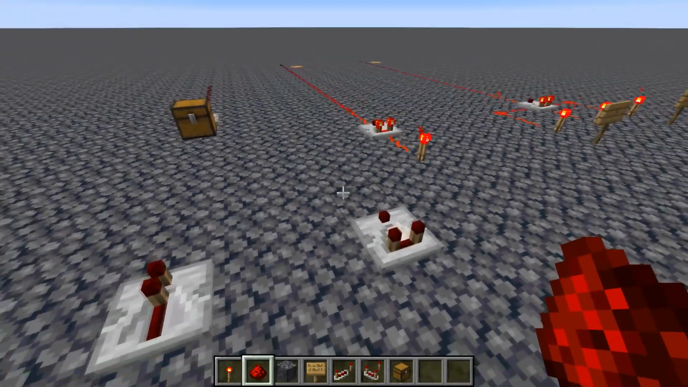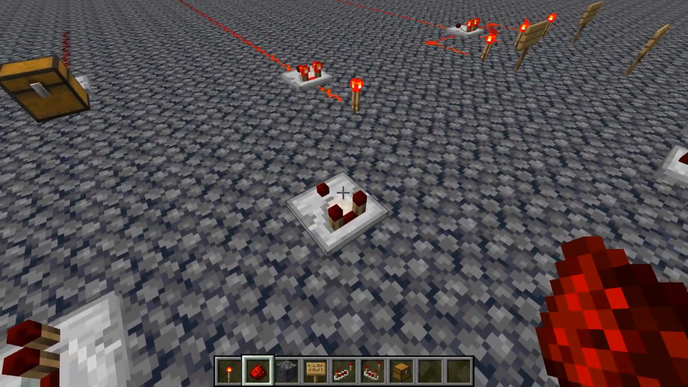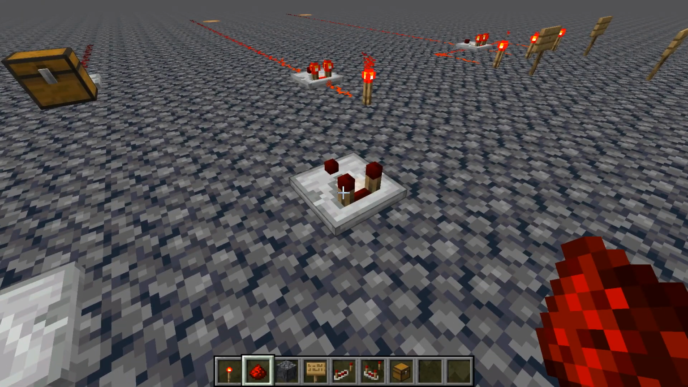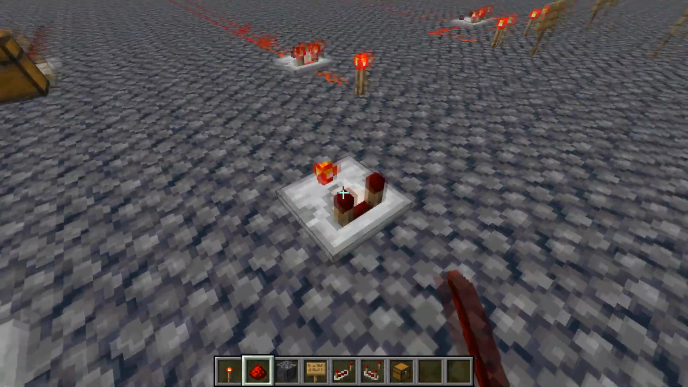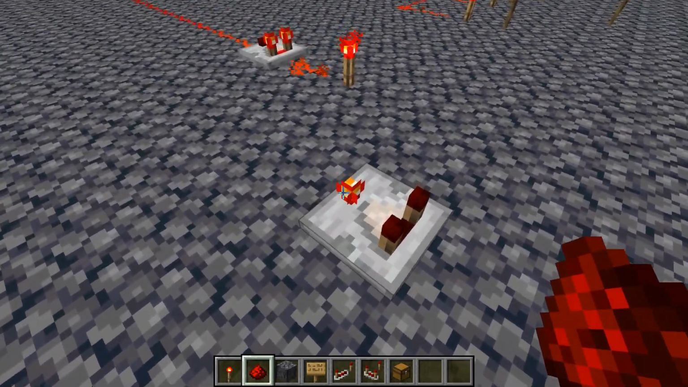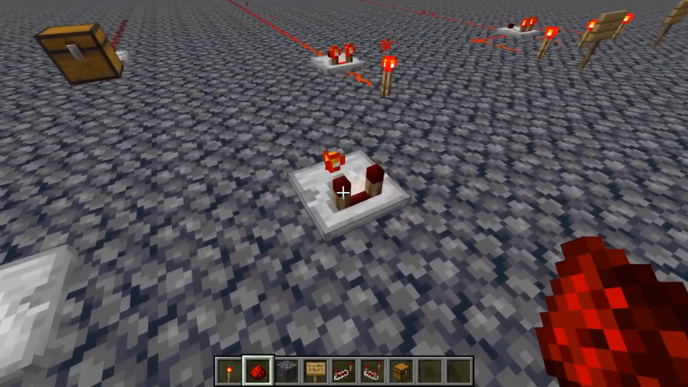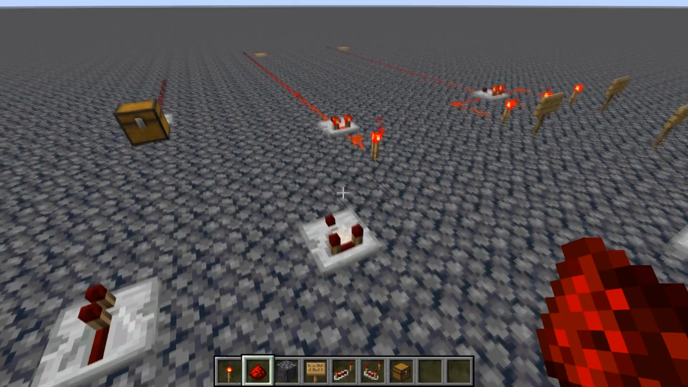The first thing we have to display here is that comparators also have two modes: the comparison mode and the subtraction mode. In default mode, it's in comparison mode, but if you interact with the comparator, this redstone bulb will activate and that will be subtraction mode. So make sure you're aware of that as well.